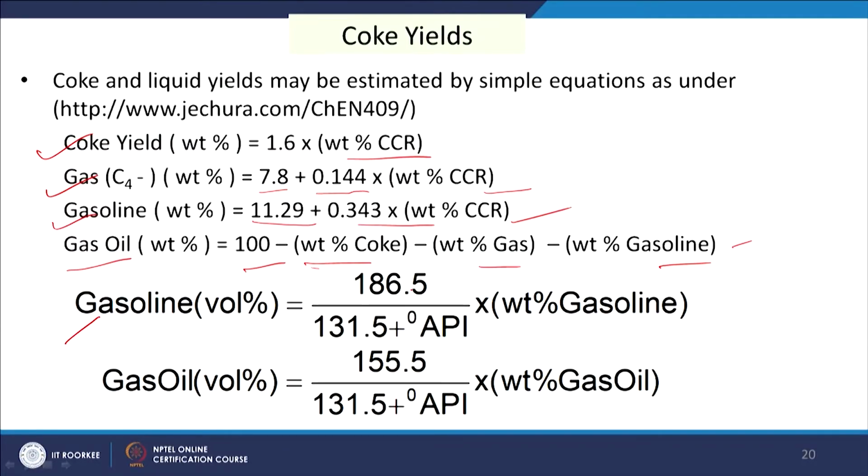Another formula, gasoline, how much we can get? 186.5 divided by 131.5 plus degree API into weight percent of gasoline, and then gas oil 155.5 divided by 131.5 plus degree API into weight percentage of gas oil. So, these are some empirical expressions which are available in literature for the prediction of different types of products of the delayed coking unit.